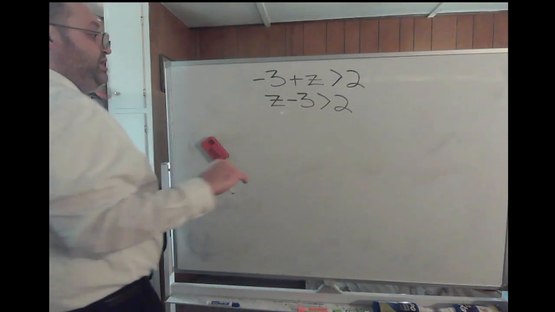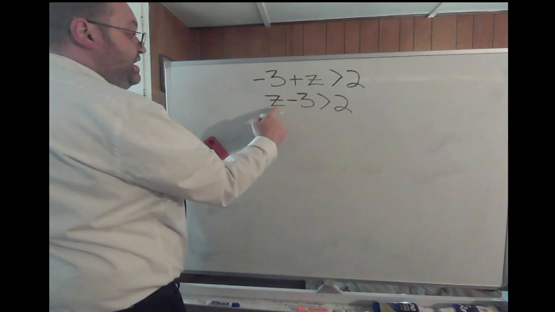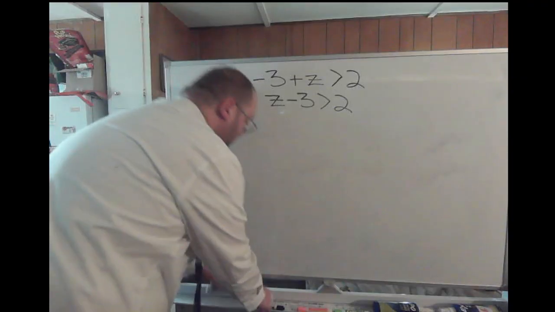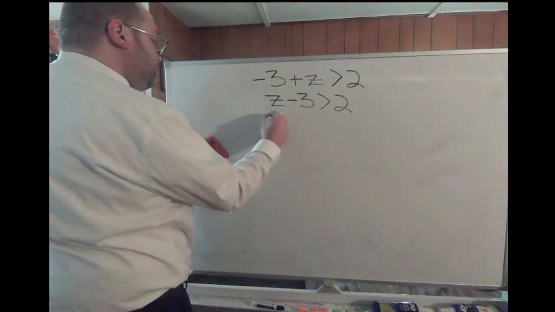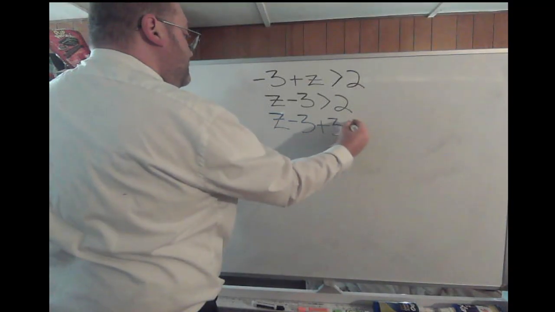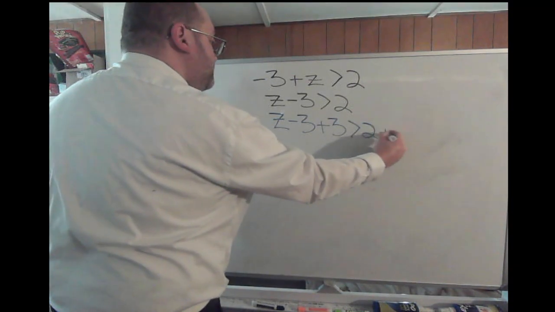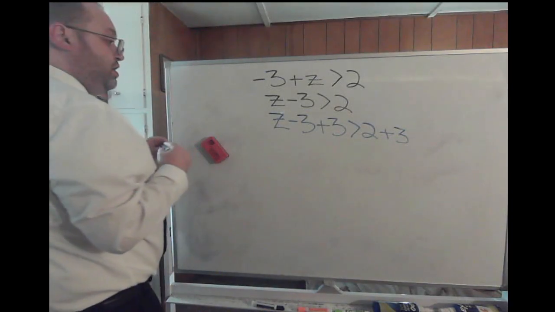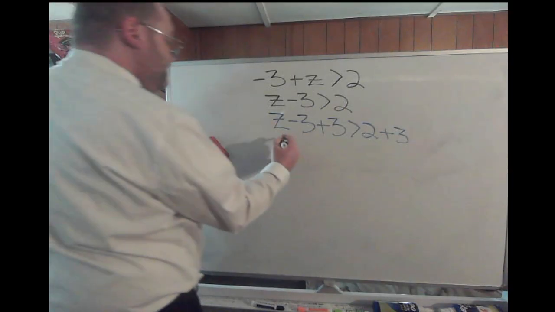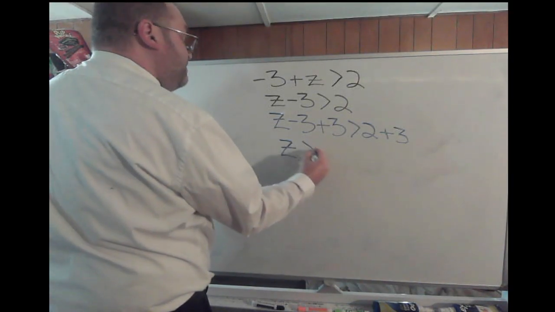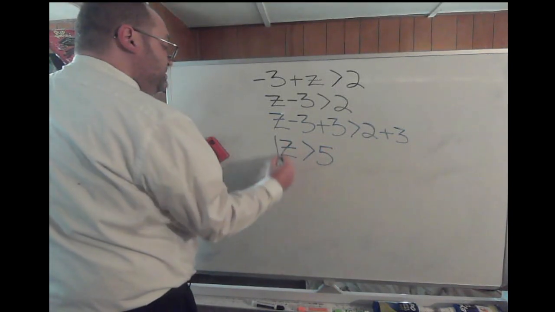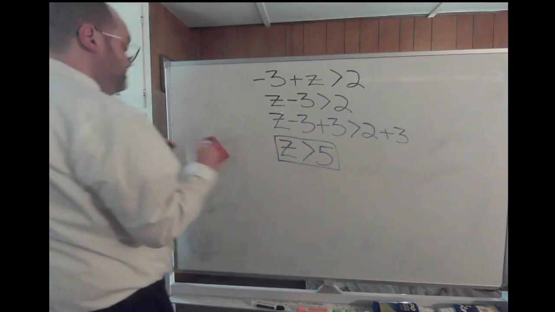Okay, now you have a minus 3. You want to get rid of that minus 3 and get z by itself, so we need to add a plus 3. So we'll have z minus 3 plus 3 is greater than 2 plus 3. Alright, well, on the left side you have minus 3 plus 3, that goes to 0. You'll just have z by itself is greater than 2 plus 3, which is 5. So the answer you would get is z is greater than 5.